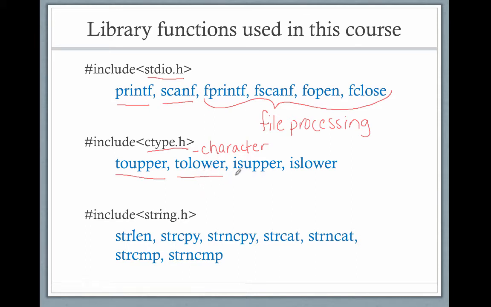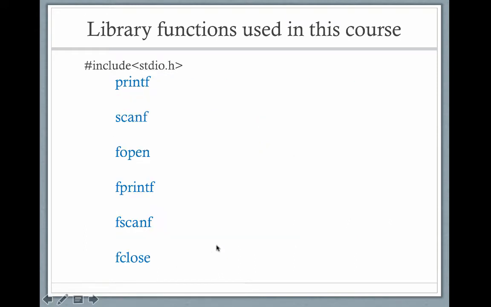The function isUpper would return a 1 if the character that you pass to it is an uppercase letter, and isLower would return a 1 if the character that you pass to it is a lowercase letter. Later in the semester, when we start doing character arrays, we will use C-style string functions. Those are the functions that we'll be using then. So the library functions I just went over: for stdio.h, it's printf, scanf, and the file processing functions.